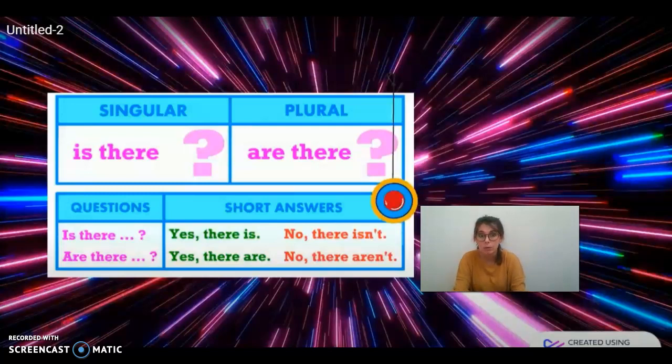In the case of plurals, you're going to ask, are there two notebooks in my hand? Yes, there are two notebooks in my hand. Or, no, there aren't two notebooks in my hand. There is one notebook in my hand. See?